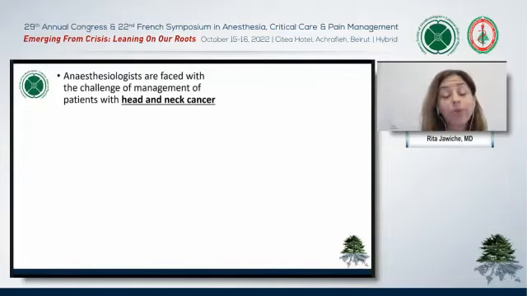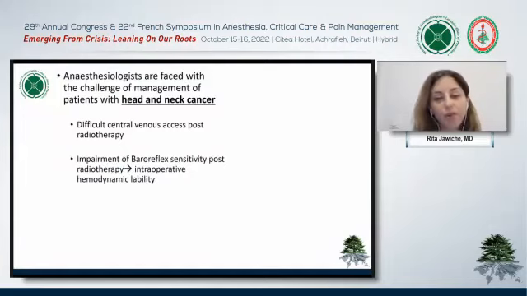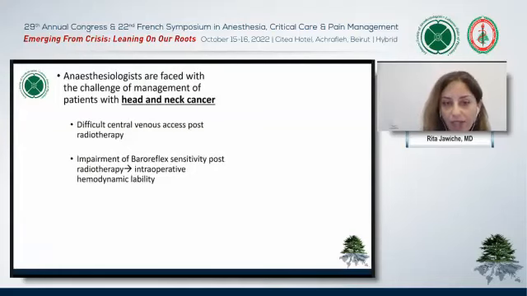cancer will have some important challenges to face. Those patients, most of the time, have radiotherapy prior to their surgery. So we will have a concern with difficult central venous access because of the fibrosis and the skin injury. Most of them with cervical radiotherapy will have an impairment of the baroreflex sensitivity. And so during the operation, with the general anesthesia, we will have hemodynamic instability, with a lot of episodes of bradycardia and hypotension, that will be a challenge for the anesthesiologist to stabilize throughout the surgery.